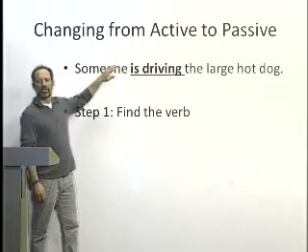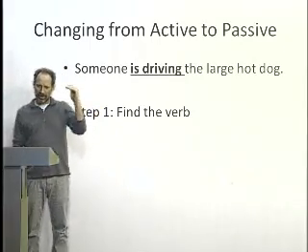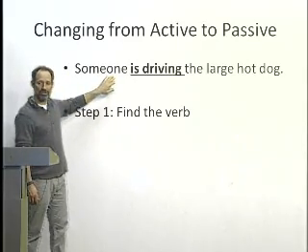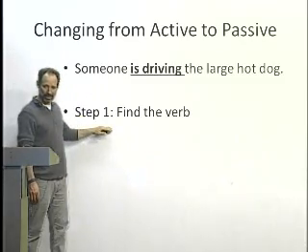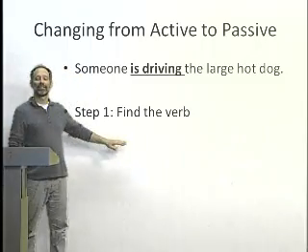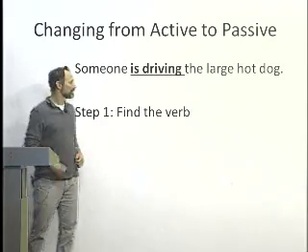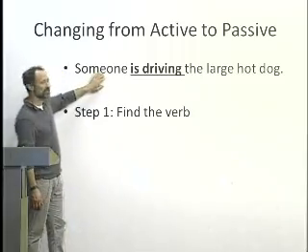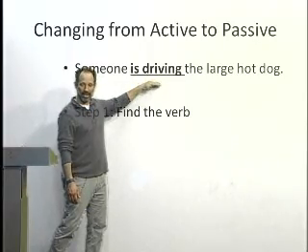Now, when we're changing from active to passive, it works much better if we follow certain steps. So, I have this sentence. Someone is driving the large hot dog. Step one for changing this from active to passive is I need to find the verb. So I'm looking for the action in the sentence. In this sentence, the action is driving. That's my verb.